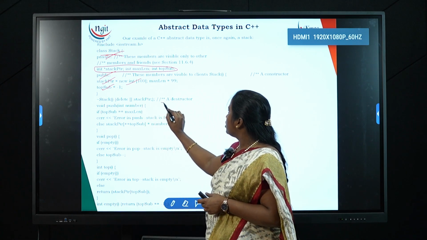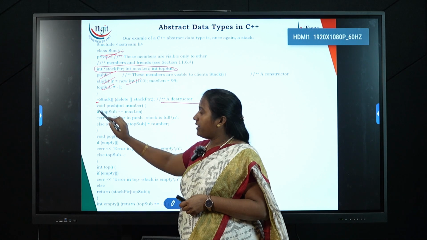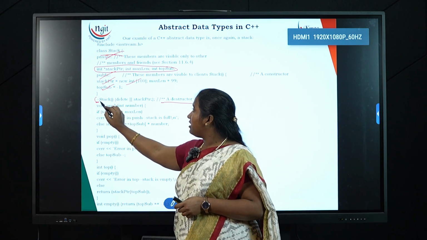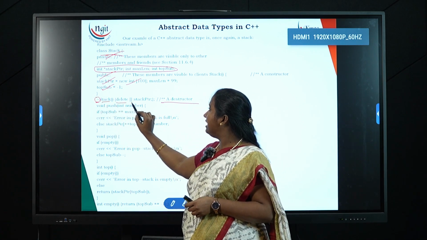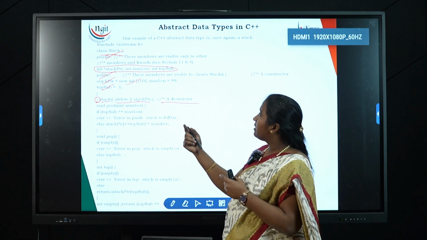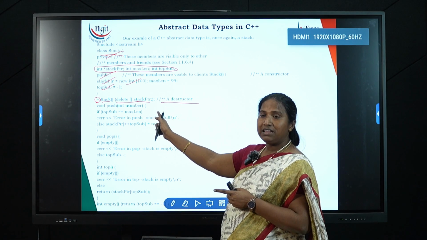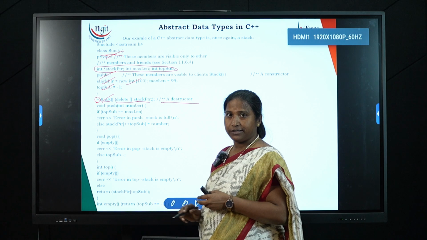Now, this is what a destructor is. A destructor uses the tilde operator, and it will delete the stack pointer. Whatsoever memory is created through the constructor, that memory will get deallocated with the help of the destructor.